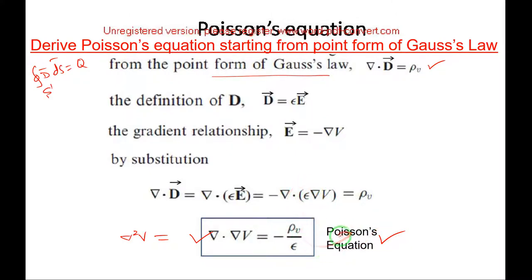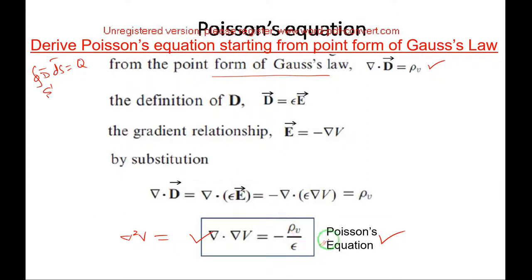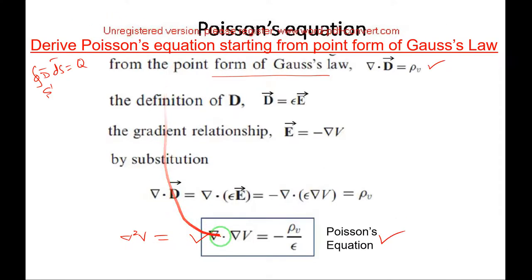Then next we'll see the Laplace equation. But before seeing the Laplace equation, we will try to write this del square V in different coordinate systems: rectangular, cylindrical and spherical. We will try to write this formula. How to write, we'll see. Del dot of del V.